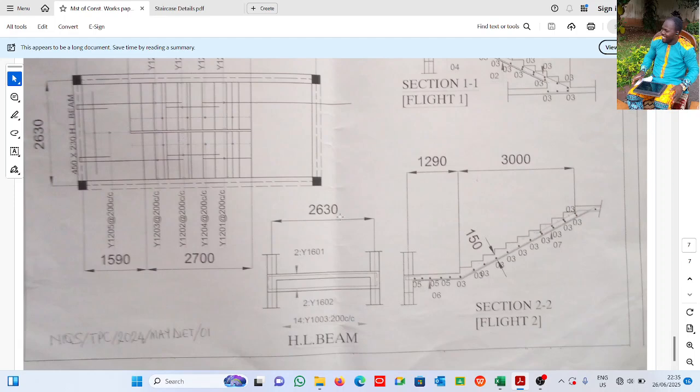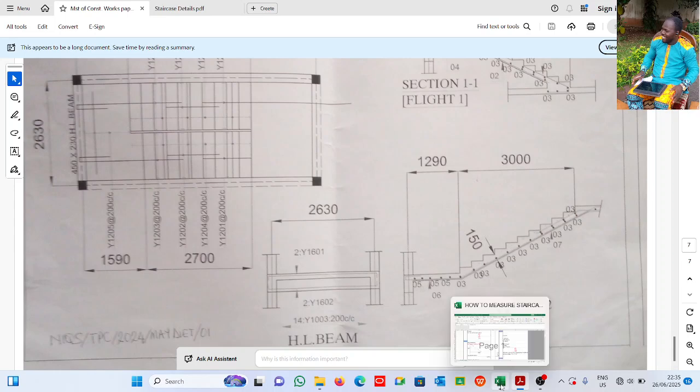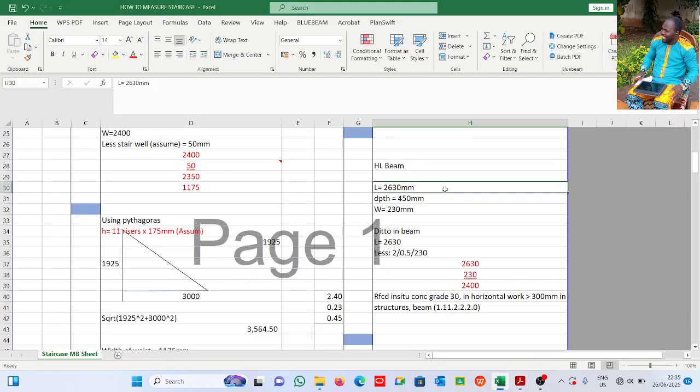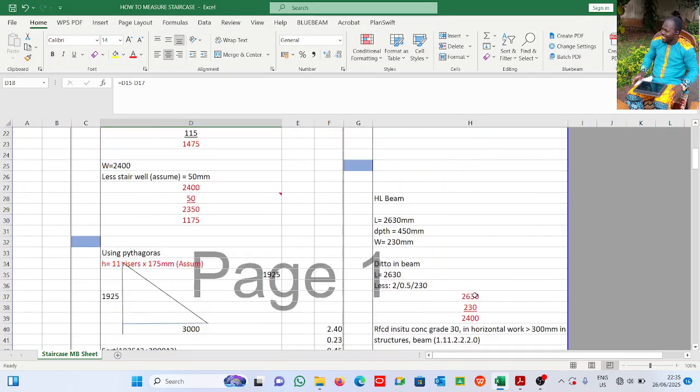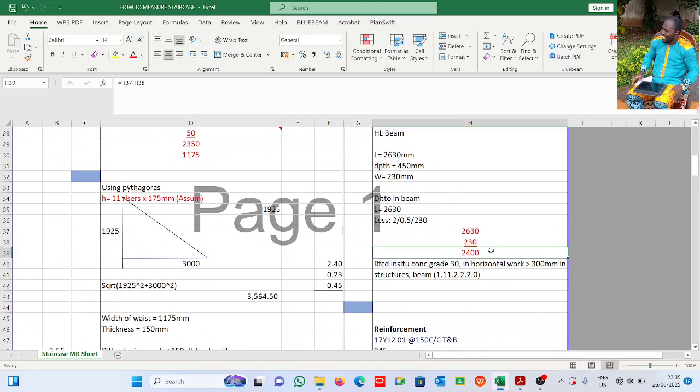We know this. We know the length. We know the reinforcement inside, and all. So we calculate the concrete also. And this is the high level beam here. Of course, I need to come outside like we did here. That's the same thing there. I just repeated it.